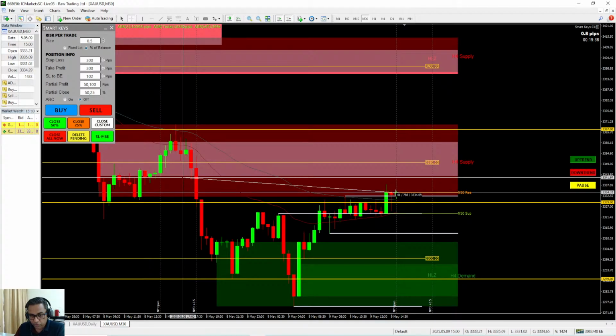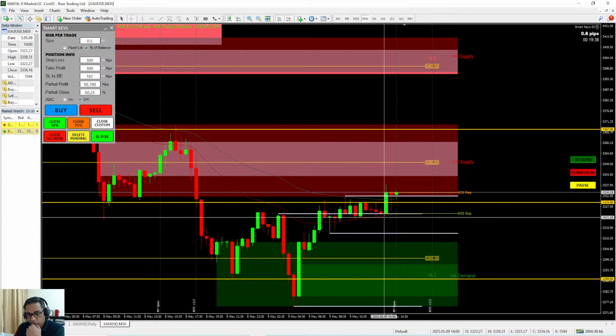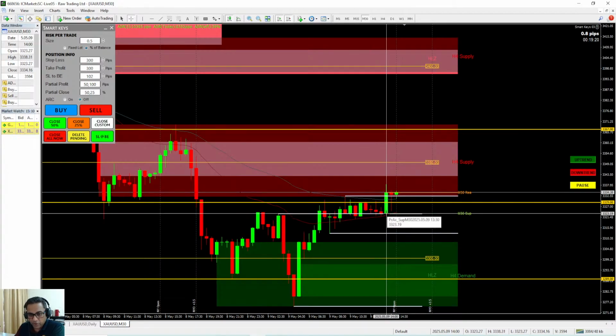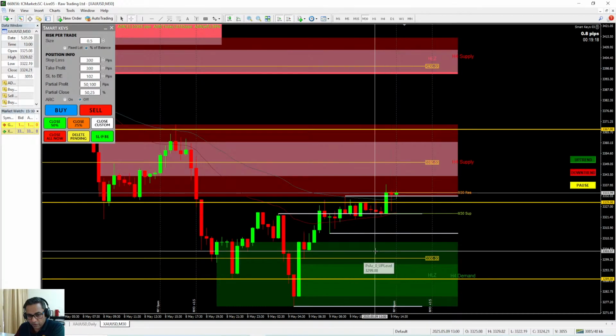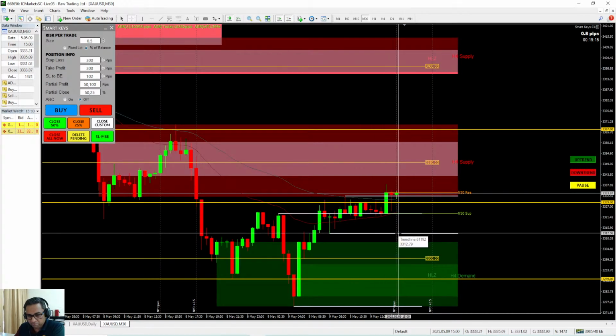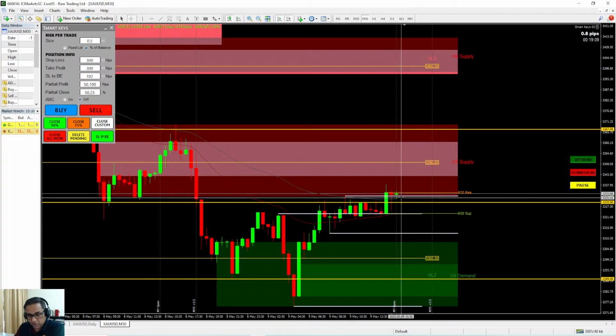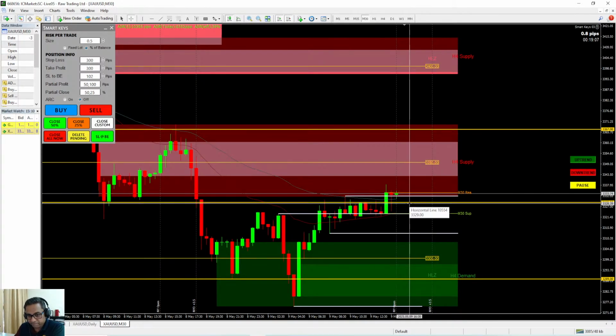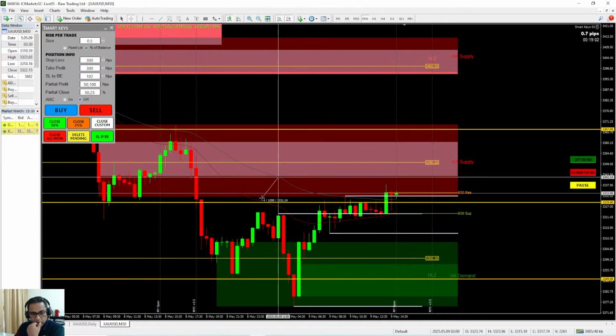78 pips. Push up. 30-minute support is formed. Yeah, I'm not interested in taking buys. Not at this point. No, we are too far away. If price was down here, London low at least, I would have looked to take buys to go up. This is even if price pushes down here. Yeah, that's just 100. No, it's not worth it.